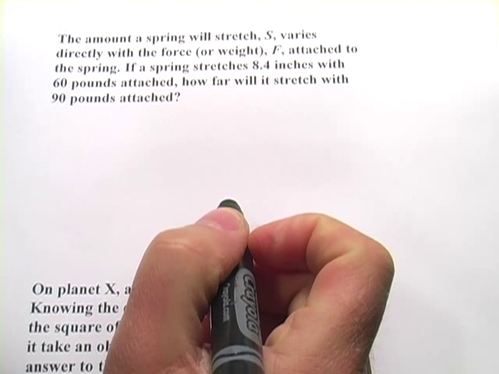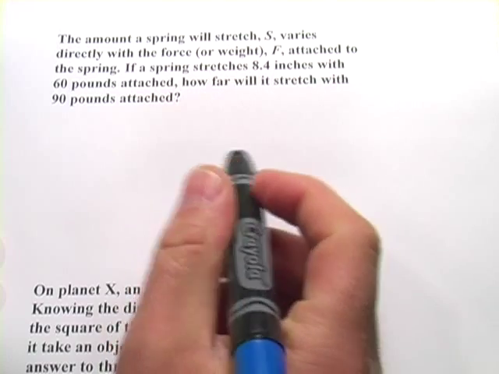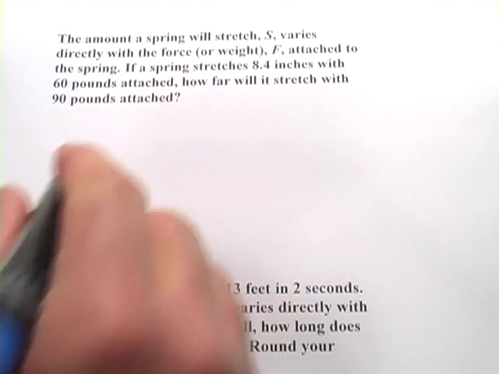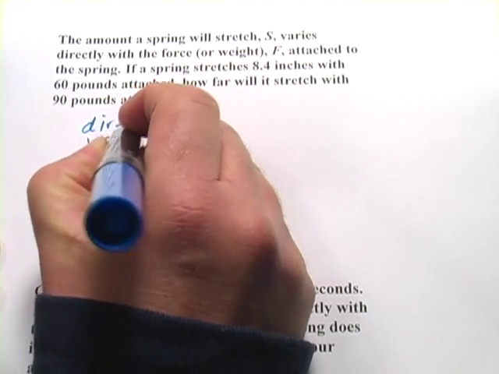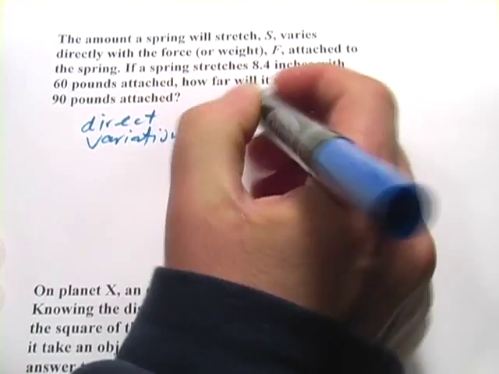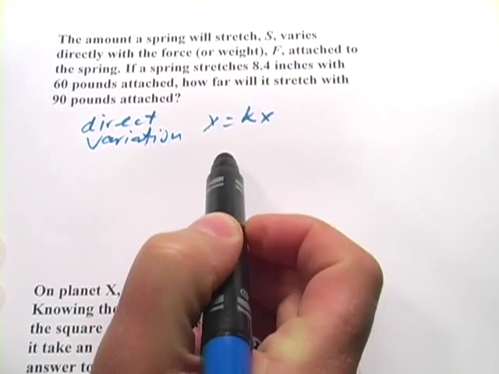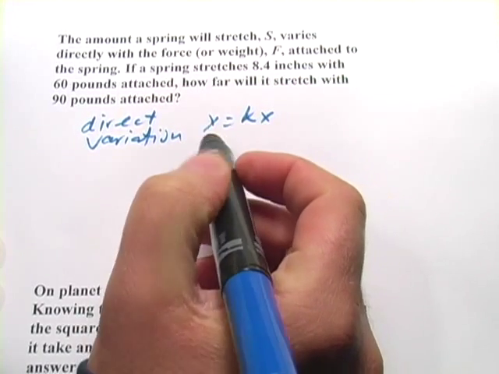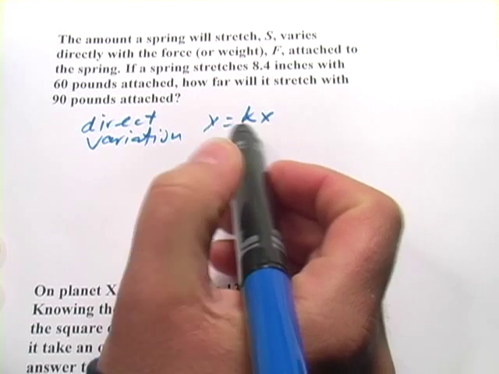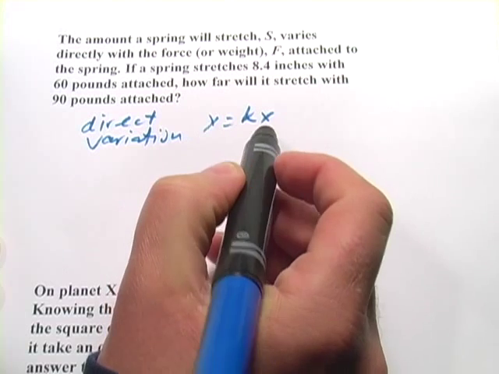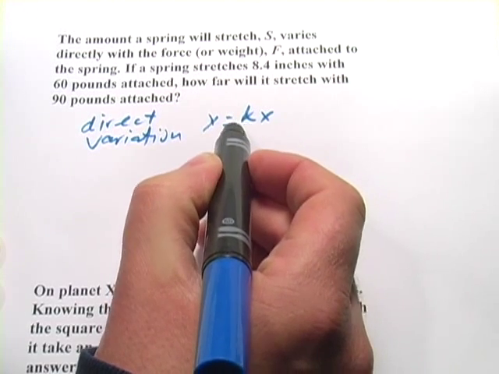In these problems, we're talking about direct and inverse variation. The formula for direct variation, the general formula, is y equals kx. And the way you would translate that from a word problem is y varies directly with x. So the thing that's varying is over here, and the thing that it varies with is over here, multiplied by a constant k.